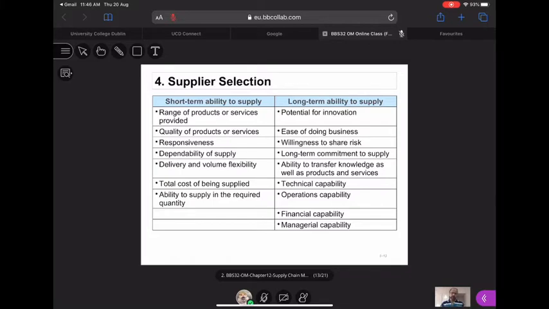Sometimes a company may work with a short-term supplier, and sometimes a company may work with a long-term supplier. Guys, let me tell you what are short-term and long-term suppliers. A short-term supplier is when I'm a company, I just buy from this supplier one time. Then I don't buy anymore.